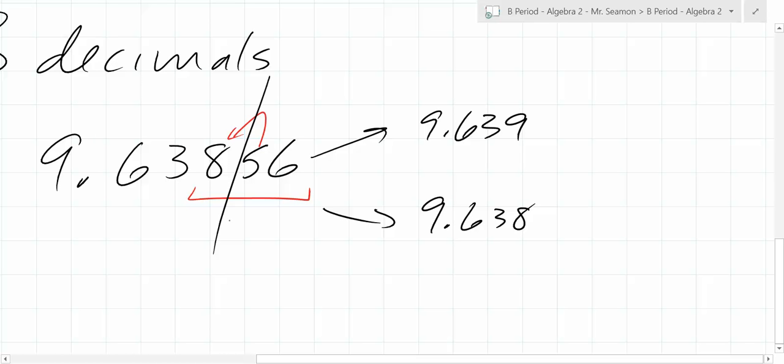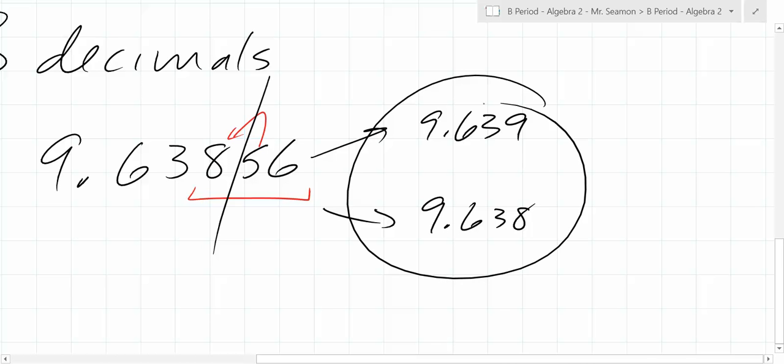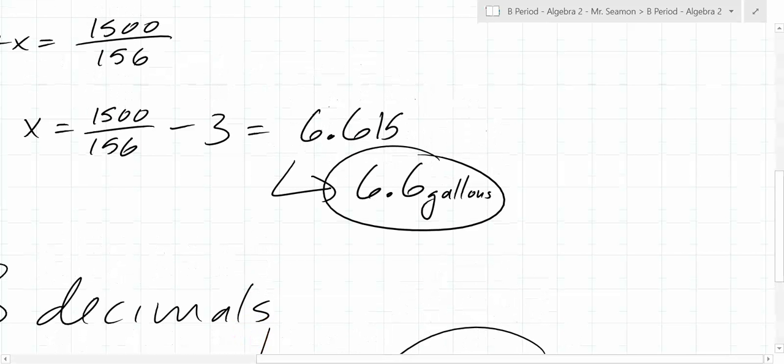So actually on the AP exam, and this doesn't really affect this class, of course, they actually accept both of those as the potential answer. But over here, is there only one correct answer? Yeah, because it's not close enough to go up. It's not a 5 or above.